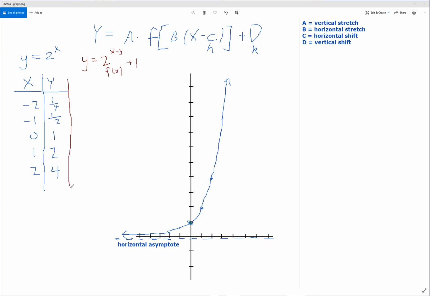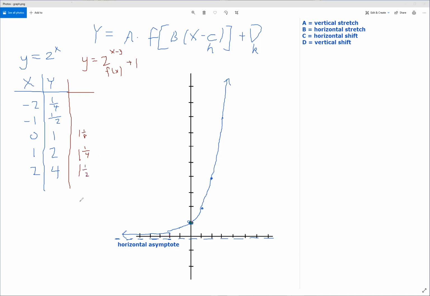So what on earth is happening? Well, if we were to try to just plot points, this would not be a highly profitable strategy. We would go, all right, if I plug in a 0, 2 to the negative third, that's like 1/8, plus 1. All right, I have 1 and 1/8. And if I try to plug in a 1, so 2 to the negative second is 1/4, plus 1, that's 1 and a fourth. And plug in a 2, 2 to the 2 minus 3, it's 2 to the negative 1, 1/2. 1/2 plus 1, that's 1.5.